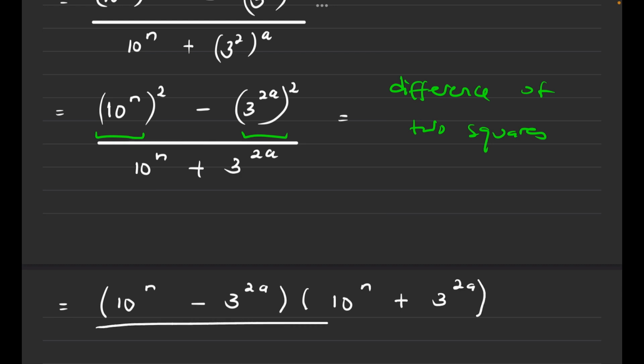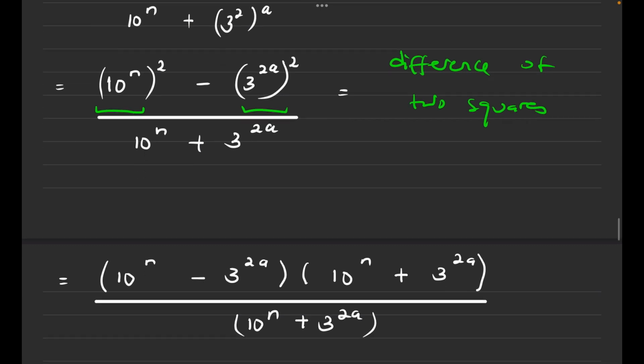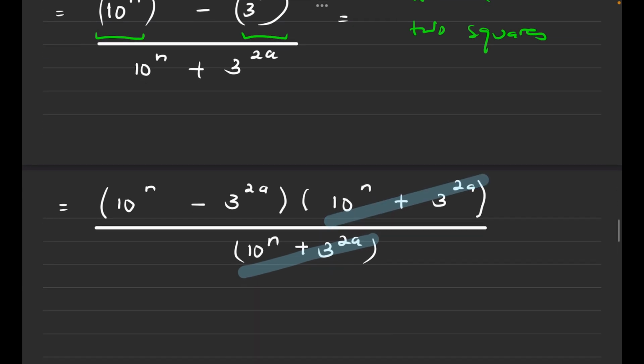I'm going to divide all of that by 10 to the power n plus 3 to the power 2a. And take note that at this point, 10 to the power n plus 3 to the power 2a is going to divide with 10 to the power n plus 3 to the power 2a. So this has just been simplified now. So it's 10 to the power n minus 3 to the power 2a.